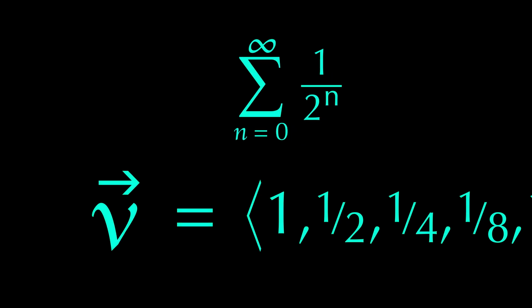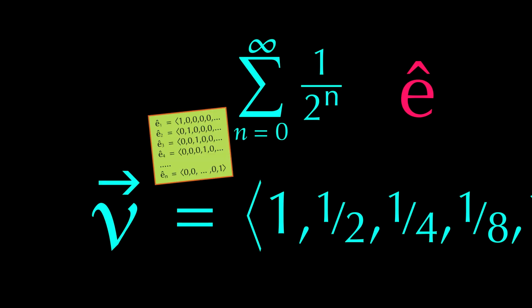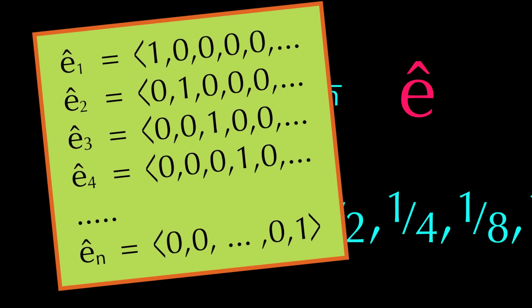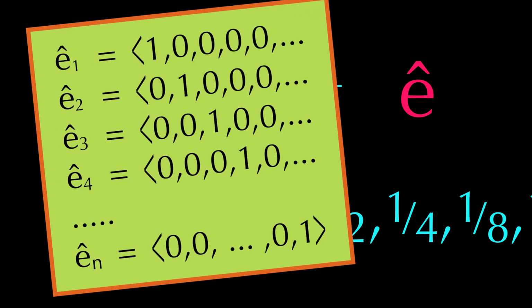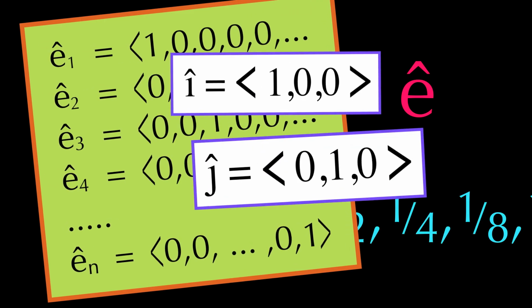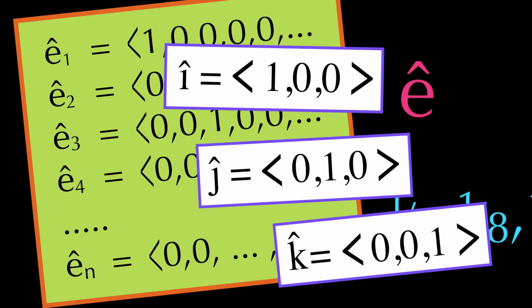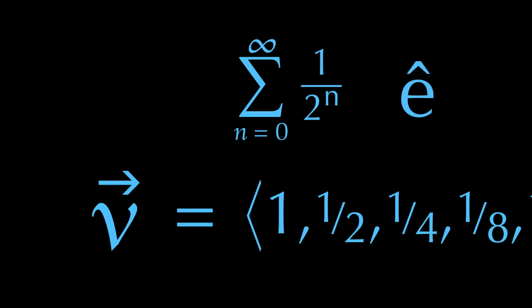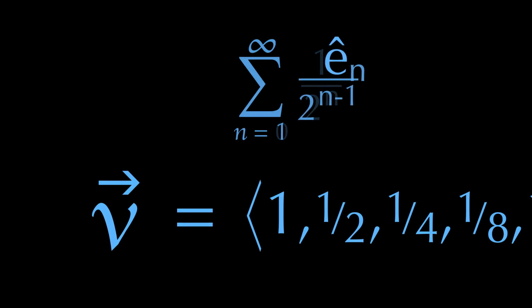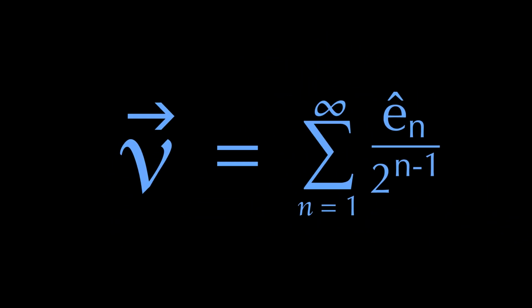In order for this to work, I decided to use E hat. E hat refers to individual unit vectors, which correspond to each coordinate dimension for n dimensions. Sort of like i hat, j hat, and k hat, except we can have an unlimited amount. This lets us express our vector using the geometric series summation like so, and we got our vector.